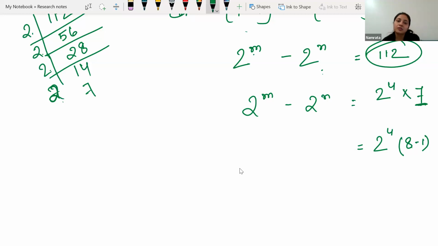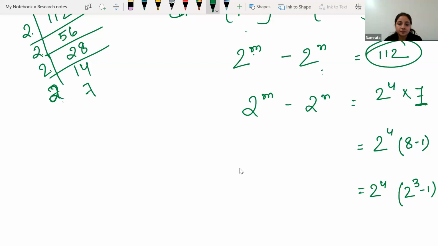Yes, we are focused on 2 to the power something, 2 raised to the power something. That's why I am writing 8 over here. So we can write it as 2 to the power 4, and 8 we can write as 2 to the power 3, minus 1. Now on the other side also we need to make the same pattern so that we can do the comparison of the powers on both sides. So let's make the same pattern.